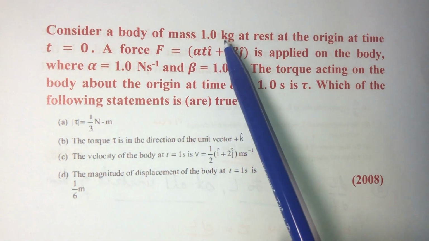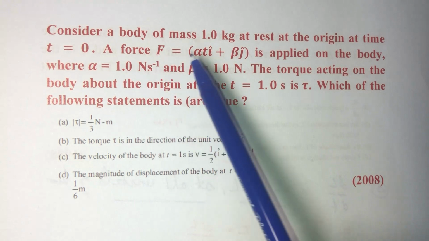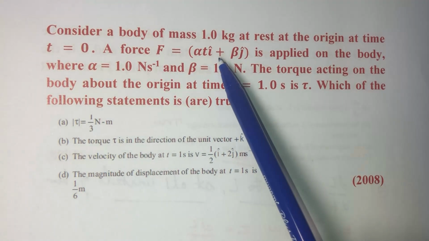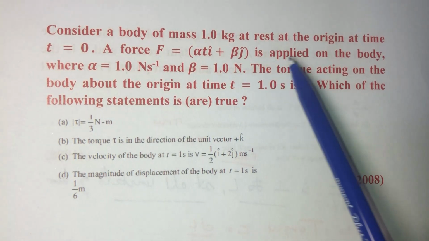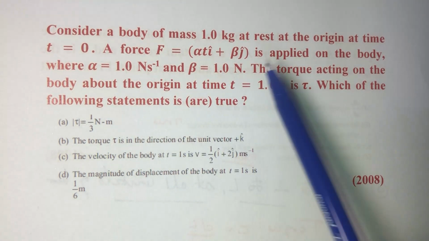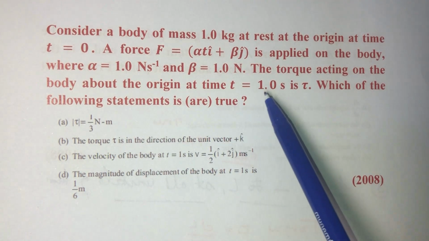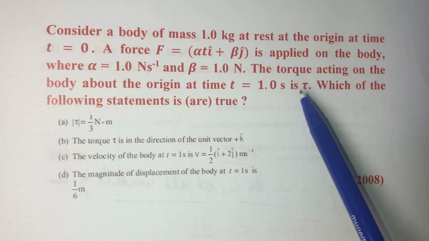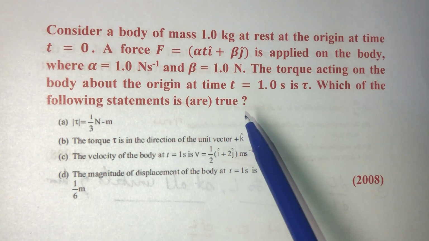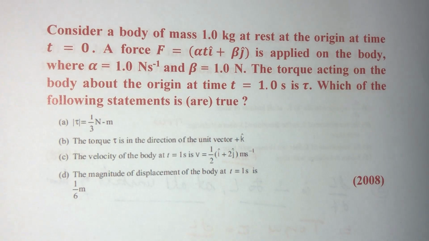Consider a body of mass 1 kg at rest at origin at time t = 0. A force F = αt i + β j is applied on the body, where α is 1 Newton per second and β is 1 Newton. The torque acting on the body about the origin at time t = 1 second is τ. Which of the following statements is true? This can be a single correct or multi-correct option.